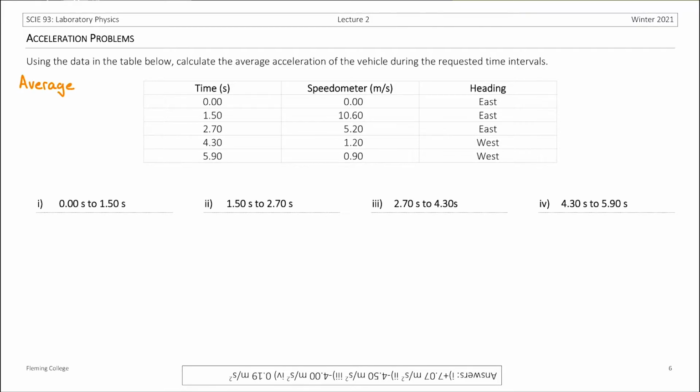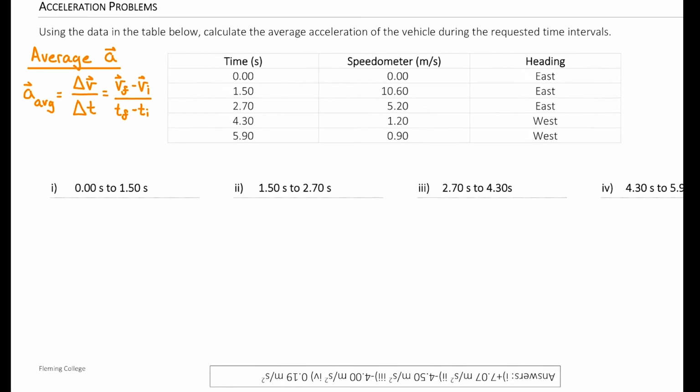To calculate the average acceleration, we need to calculate the change in velocity over the change in time. Every time you see that change in formula, you are going to take the value at the end of the time frame and subtract it from the value at the beginning of the time frame. So the change in velocity is the final velocity minus the initial velocity. And the change in time is the final time minus the initial time. Let's focus in on part 1.